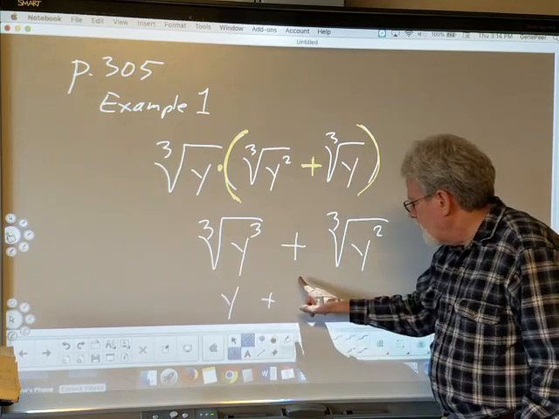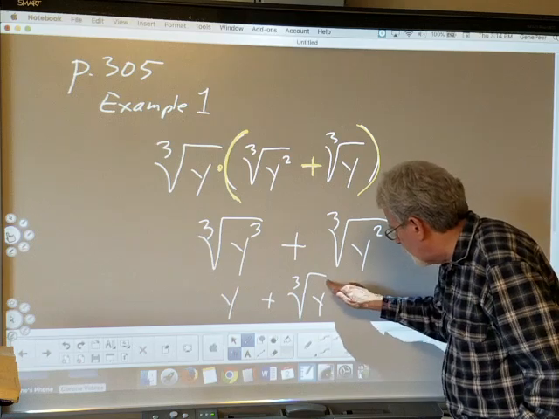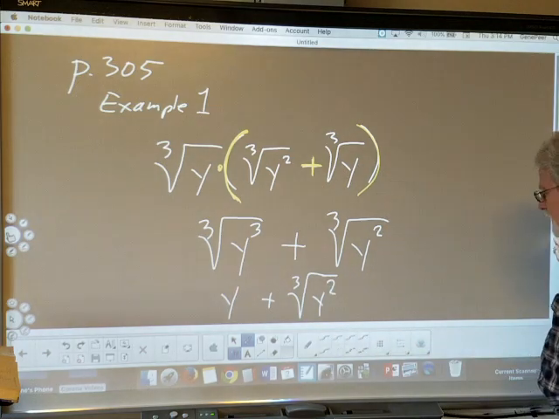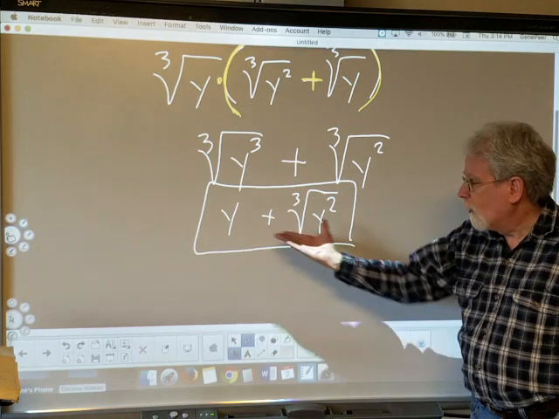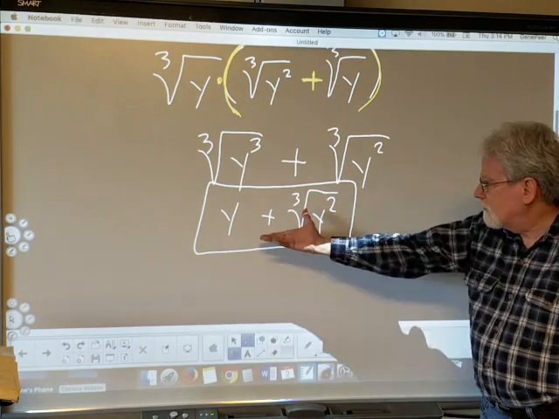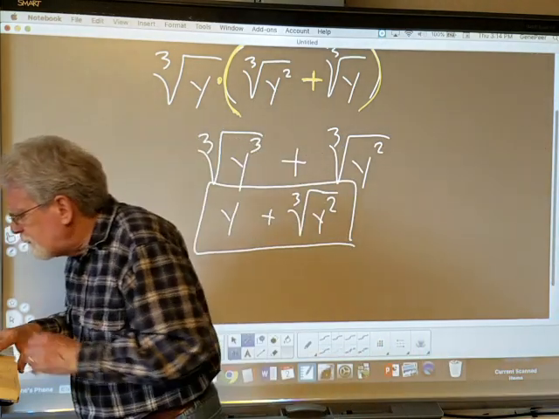The cubed root of y squared is, well, there's nothing we can do. It's just cubed root of y squared. Oops, y squared, I said. Y squared. That's all there is to it. We're done. You cannot combine these. It's over. C'est fini. Even Einstein couldn't do anything more with that. We're done. All right, that was the first example.